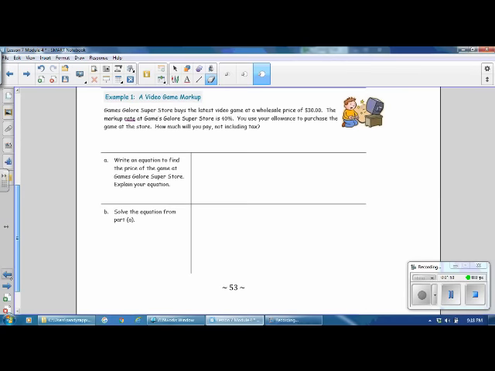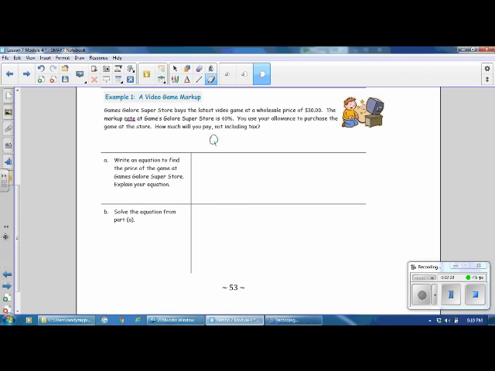In example 1, a video game markup. Games Galore Superstore buys the latest video game at a wholesale price of $30. The markup rate at Games Galore Superstore is 40%. Use your allowance to purchase the game at the store. How much will you pay, not including tax? So understand that stores will mark up their merchandise so that they make a profit. Write an equation to find the price of the game at the superstore and explain your equation.